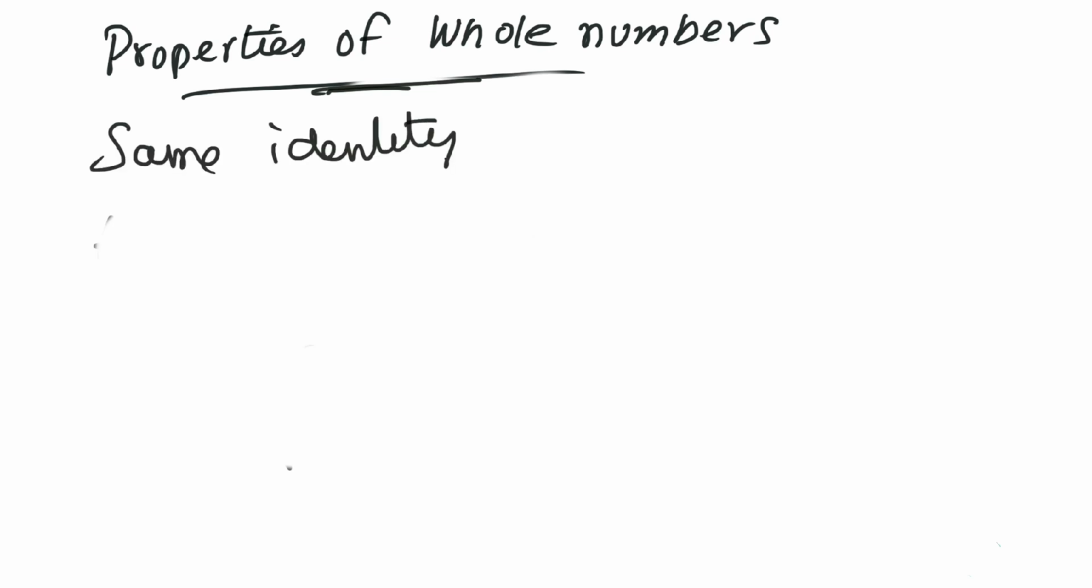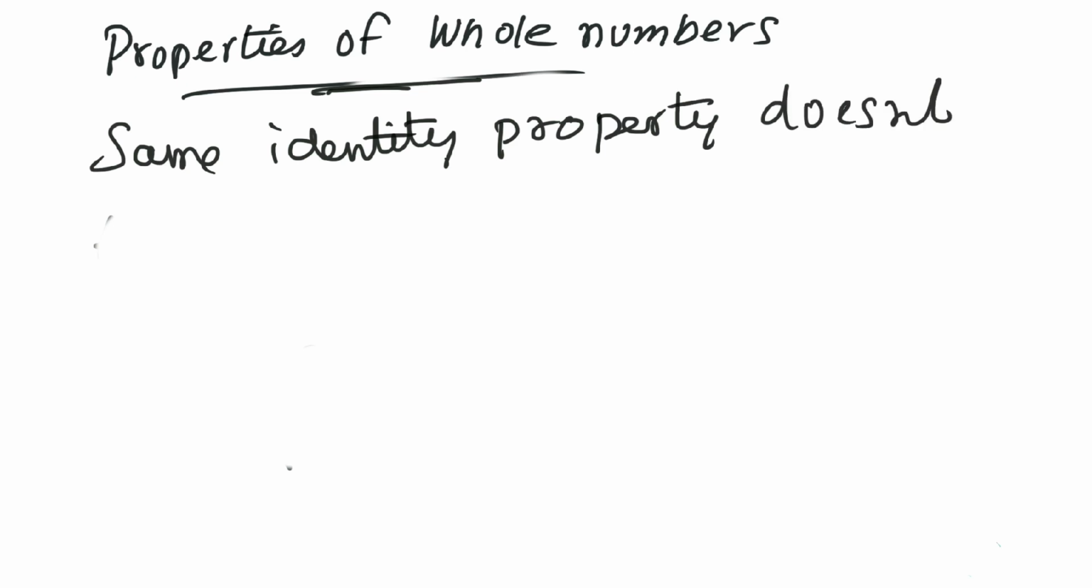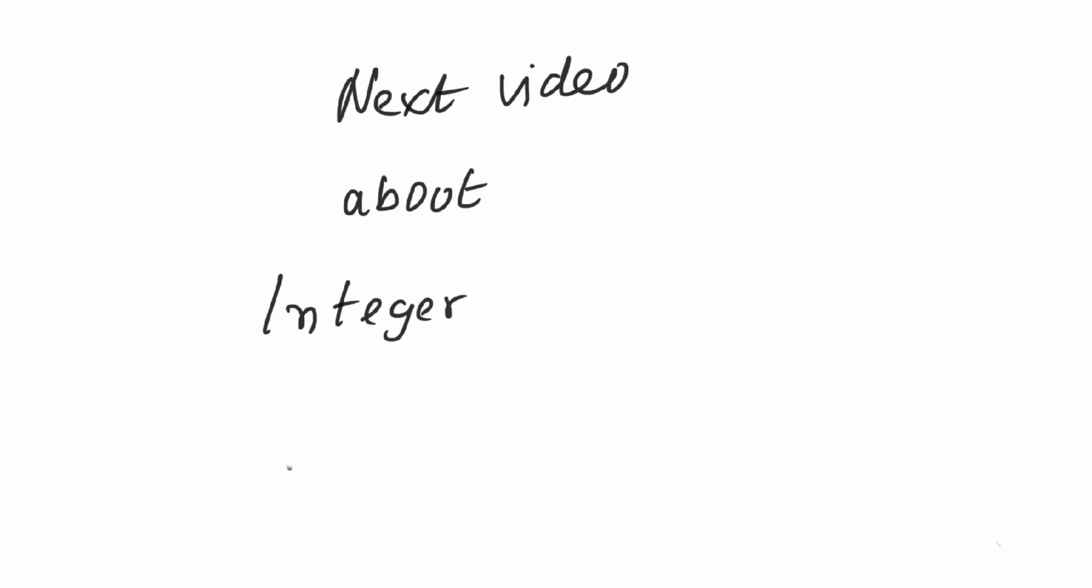Now as far as the properties of whole numbers are considered, the same identity property doesn't work as far as division and subtraction are concerned. So that's about why whole numbers are denoted so, and the properties of whole numbers. And in the next video we'll be looking at the next set of numbers, that is integers.